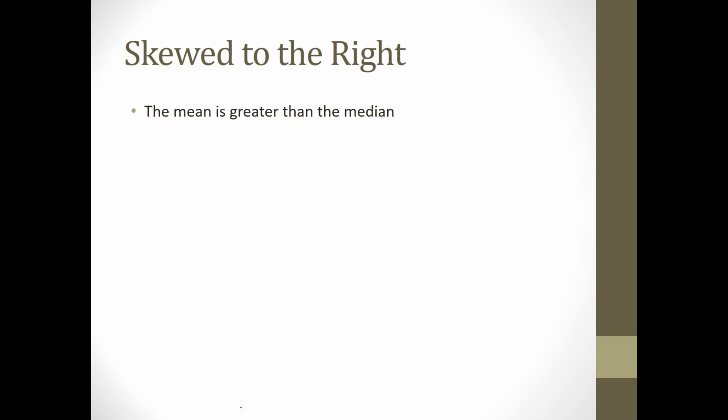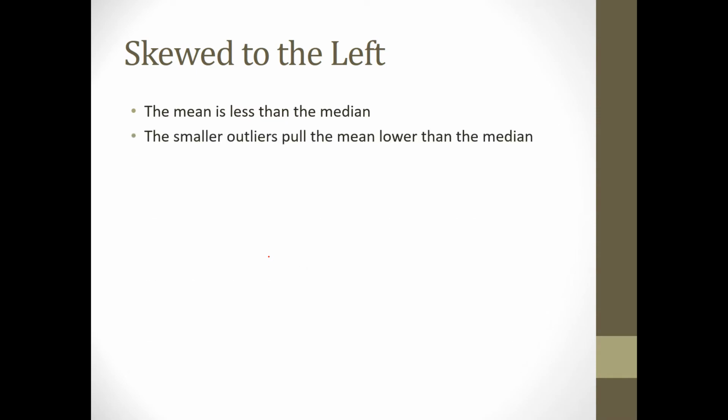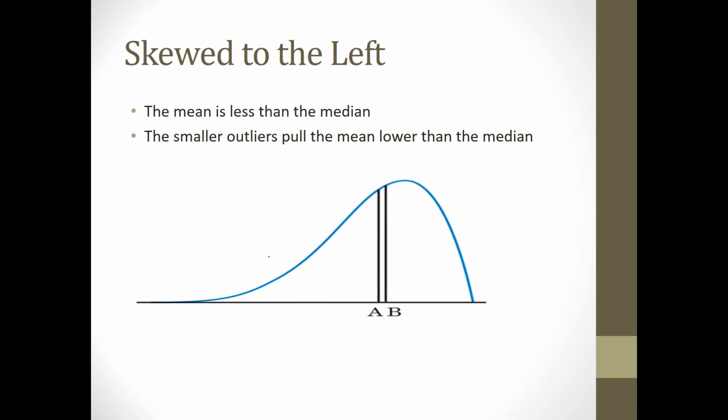If we're skewed to the right, the mean is greater than the median. The larger outliers pull the mean higher than the median. So in a skewed to the right distribution, the tail is on the right-hand side, and the mean is going to move towards the tail. The median moves a little bit off of this peak, but not as much as the mean does. If we're skewed to the left, the mean is less than the median. The smaller outliers pull the mean lower than the median.